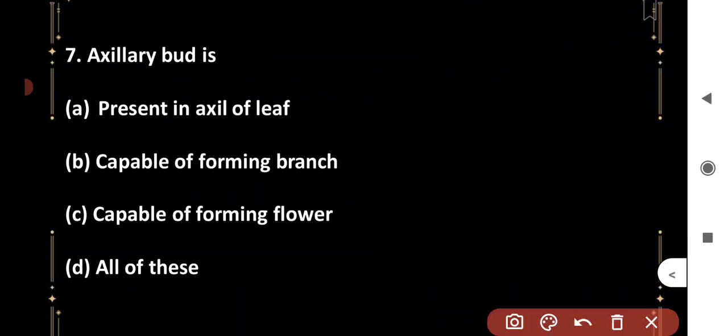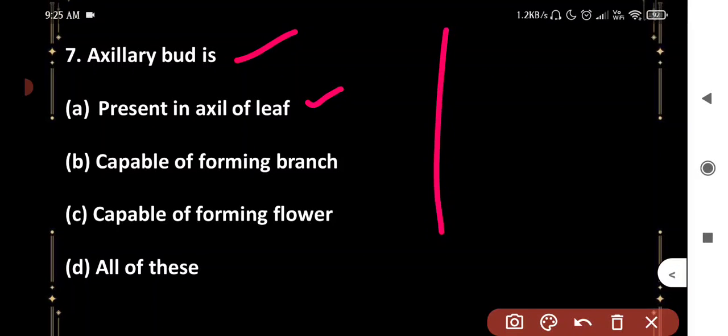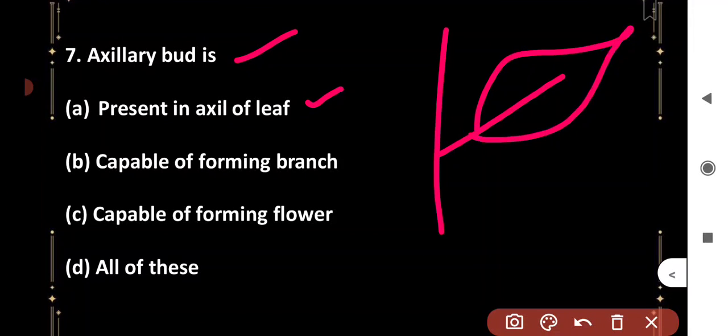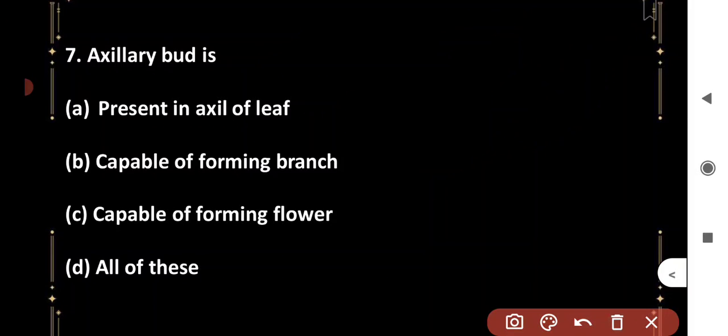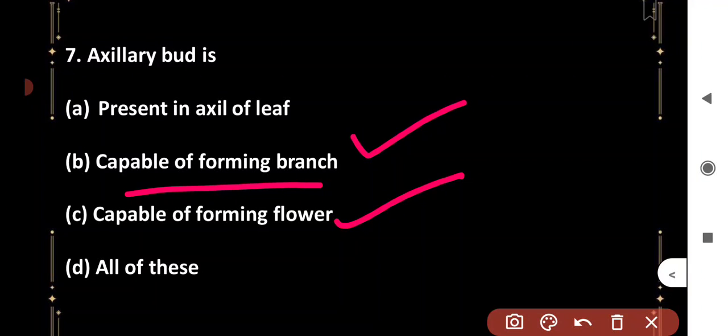Next question. Axillary bud is what? So axillary bud is present in the axil of leaf. Axil in the sense, this is a stem and this is the branch. It can be a leaf, it can be a branch. So this portion is called axil. So if a bud is present here, it is called axillary bud. It is capable of forming a branch. This bud can form a flower or it can form a branch.